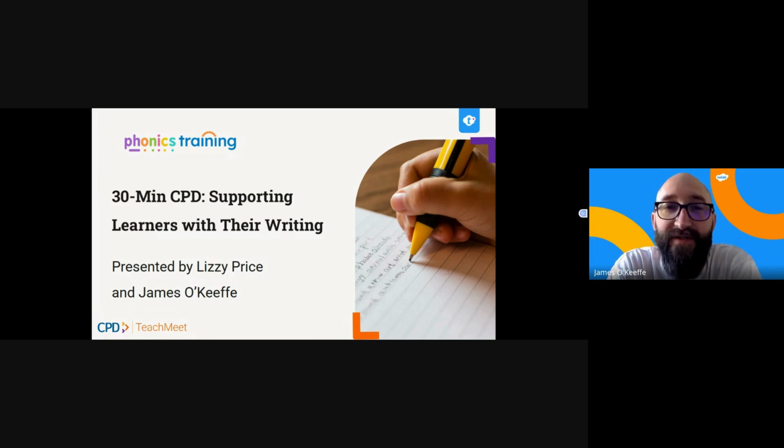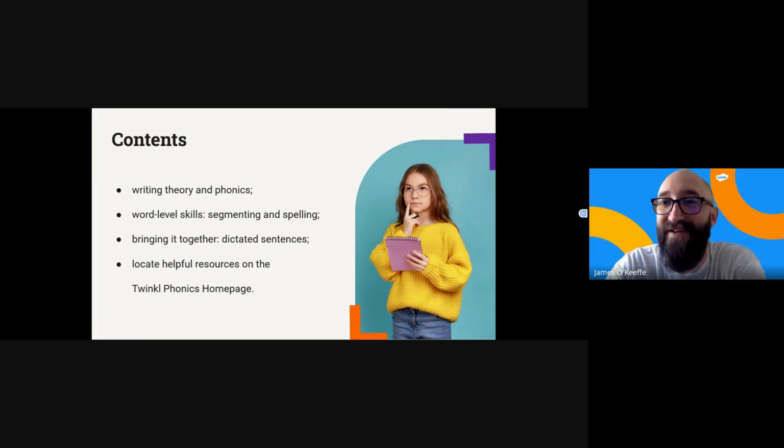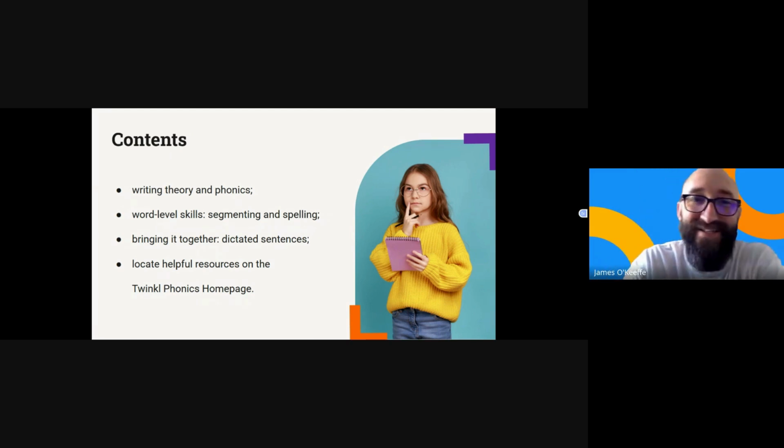We're going to be focusing on supporting learners with their writing through the guise of wonderful phonics, which we think is really powerful here, understandably. It is myself, James, who will be taking you through the first part of the session, and then we will be passing over to the wonderful Lizzie, who will take you through the second half. And I think we've got a lot of amazing content to share with you all today. So hopefully a lot of information that you're going to come away with from today's session.